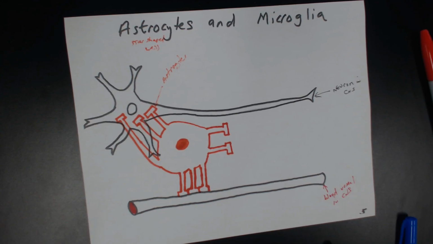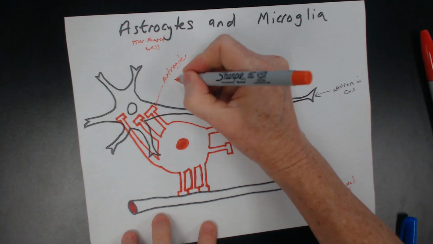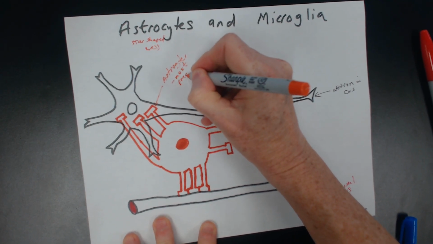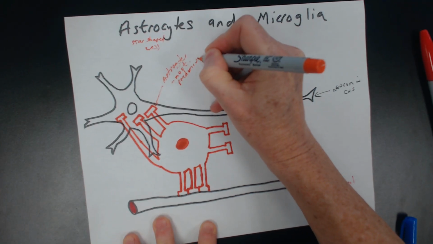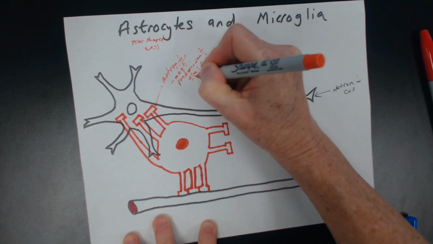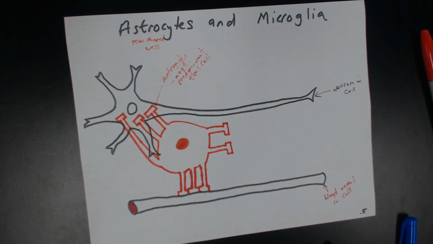The astrocyte is going to be the most predominant glial cell. Most predominant glial cell is going to be your astrocytes. And the astrocyte has some very specific functions that I'd like to talk about. We're going to talk about a couple of them here.